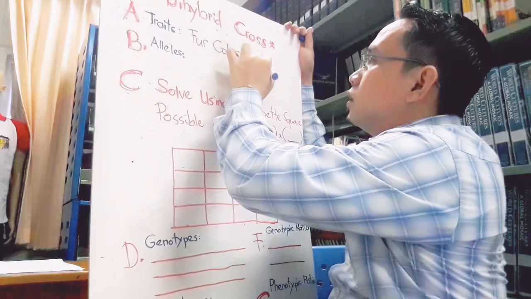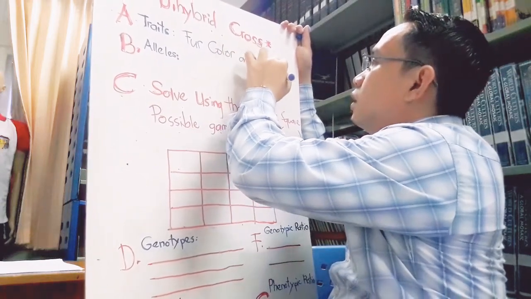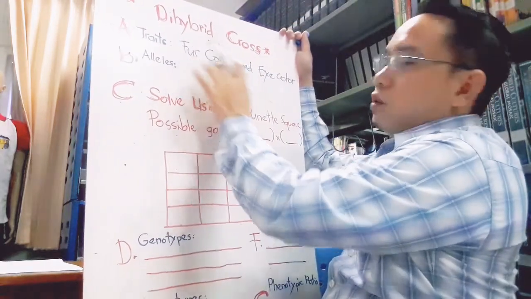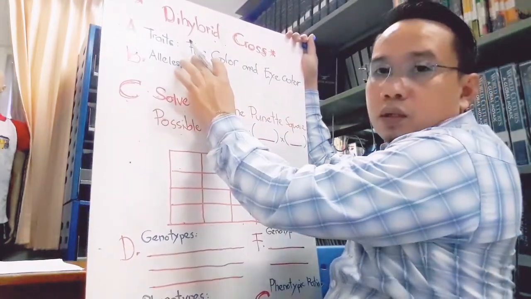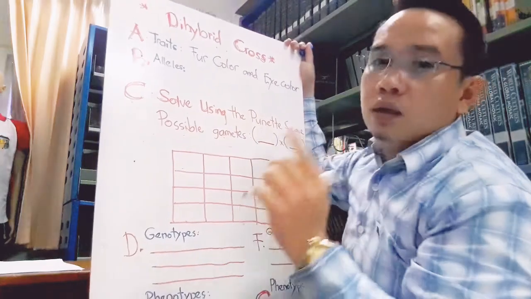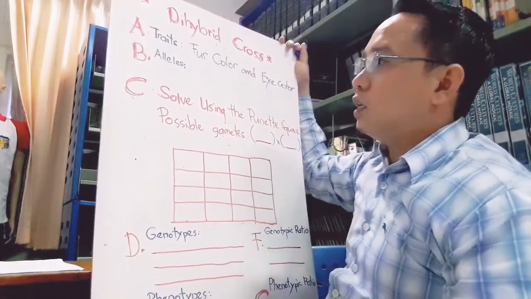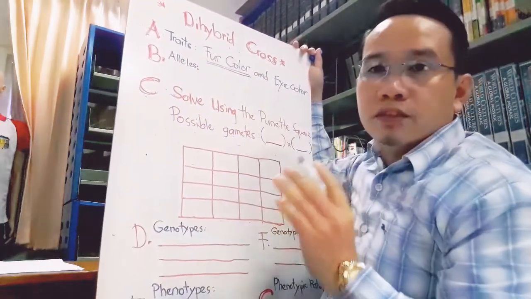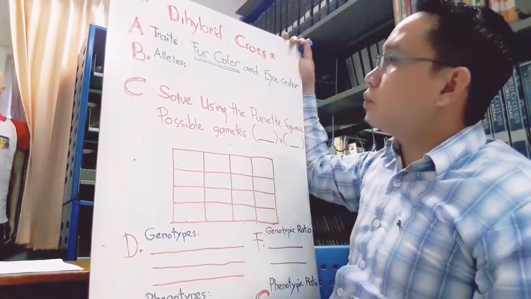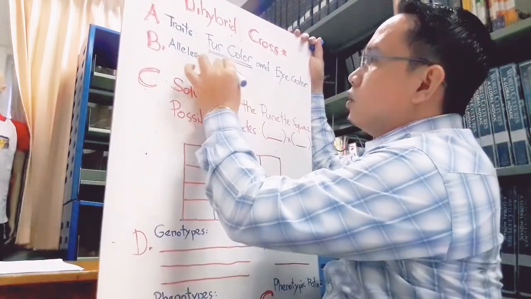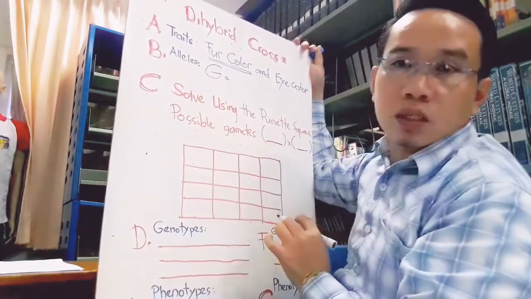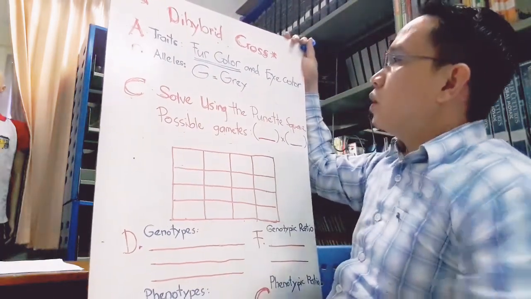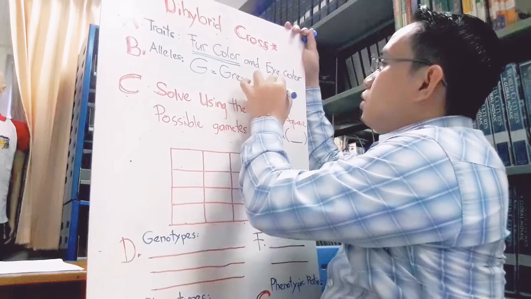and eye color. So you have to write the particular traits first. Next, we need to find out the alleles. First, we have to learn the fur color according to the given problem. We will use dominant G, which is gray. Right. Next, we have small g, which is white.